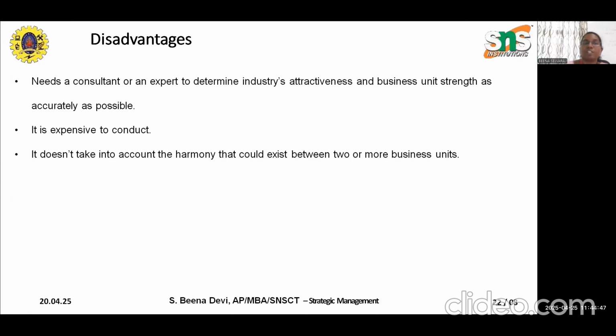The disadvantages: you need to consult an expert to determine industry attractiveness and business unit strength as accurately as possible, so it is expensive to conduct. It doesn't take into account the harmony that could exist between two or more units. I hope this video gave you a clear-cut view on how the GE 9 cell matrix works for the organization.